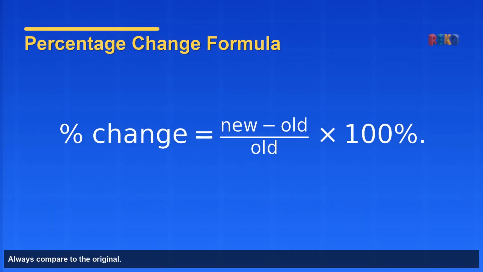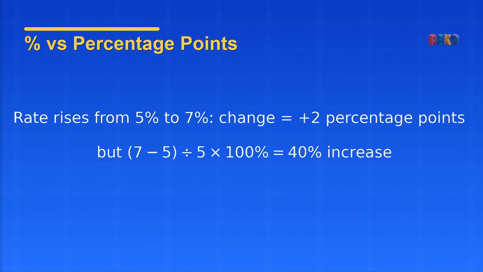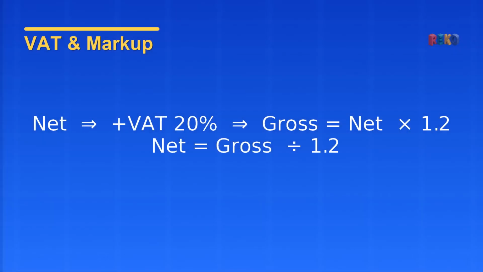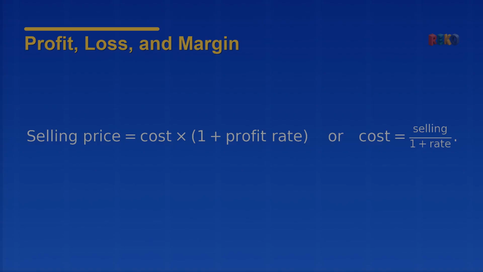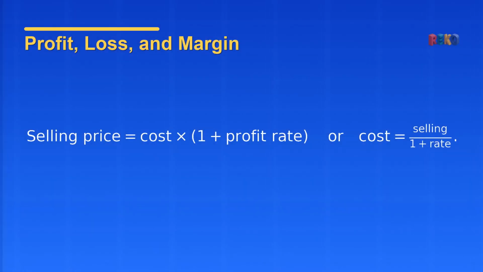Percentage change equals new minus old, over old, times 100%. Going from 5% to 7% is a 2 percentage point rise, but as a percentage increase, it's 40%. Different ideas, don't mix them. For VAT at 20%, multiply net by 1.2 to get gross. To go back, divide gross by 1.2. If profit is a percentage of cost, use cost times 1 plus the rate. To find cost from selling price, divide by 1 plus the rate.